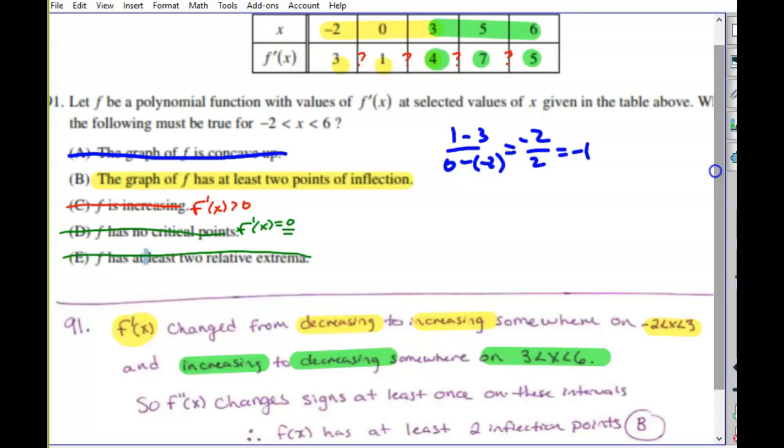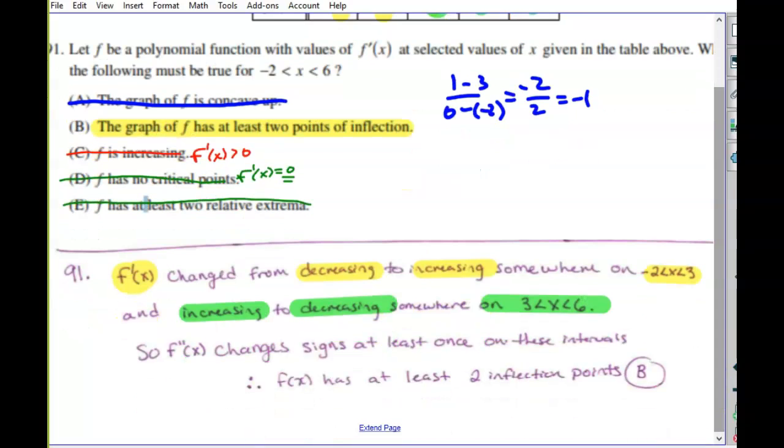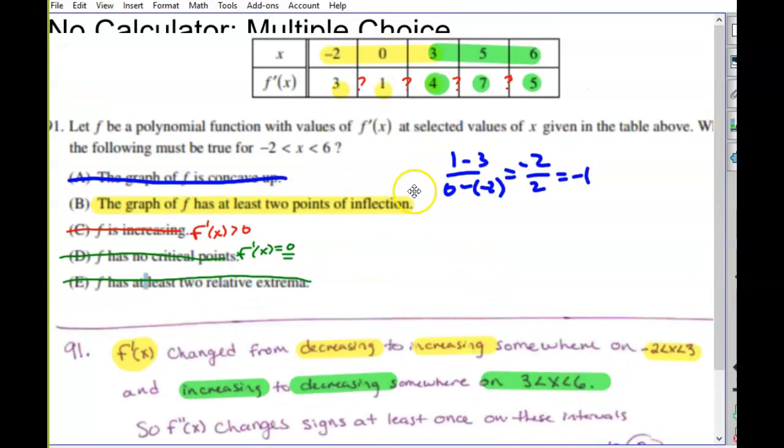So therefore, there's at least one of these intervals where f of x has at least 2 points of inflection. That's where the second derivative will be equal to 0. The big takeaway from this, this is a difficult problem. Just remember you cannot make assumptions about anything else in this table.